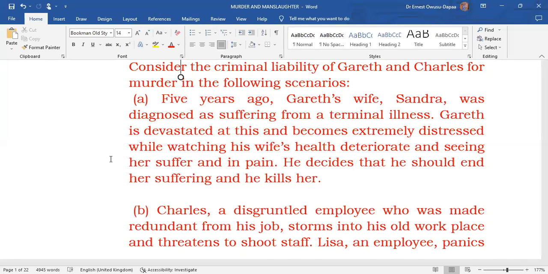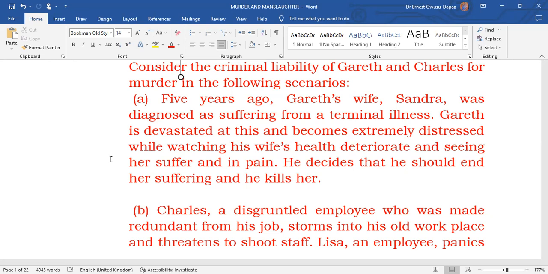If you look at it, the motive, one would say, is to help the suffering wife to overcome her suffering. And that was why, but not to really just kill her. But that is not important. You look at what he did. We are told he kills her, and as one of you has rightly said, we are only told that he kills her.